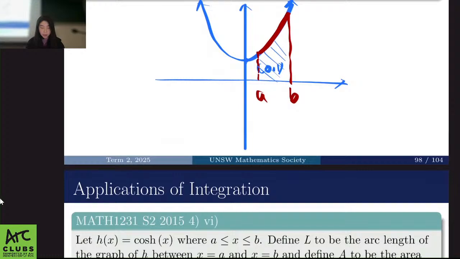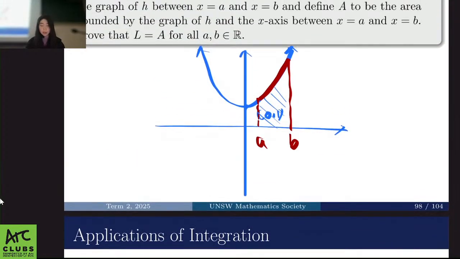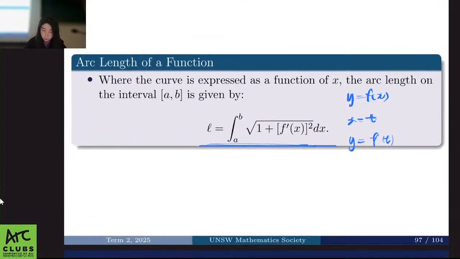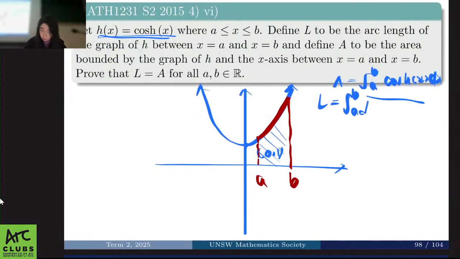So how can we prove that? We want to start by finding the expressions for the arc length and the area. The area is very simple. It's just the integral from a to b of cosh x dx. Whereas for the arc length, notice how here we're given something in normal Cartesian form, so we can just use that second form, the integral from a to b of root 1 plus f dash x squared. So what is the derivative of this? If you remember, the derivative of cosh x is actually just sinh x.